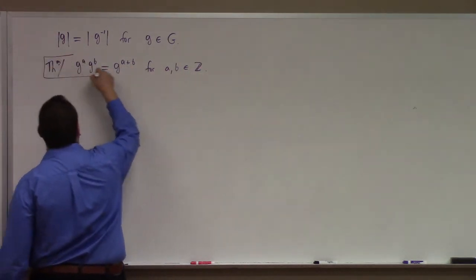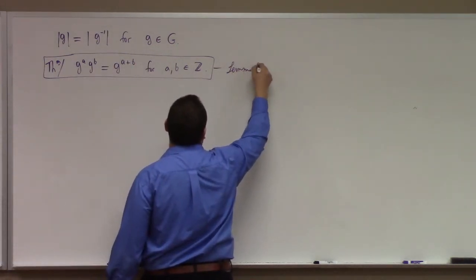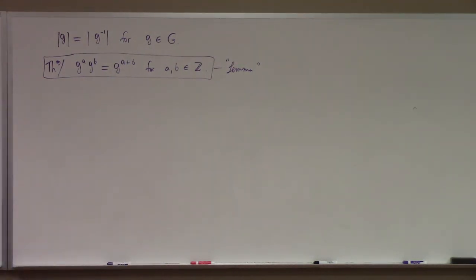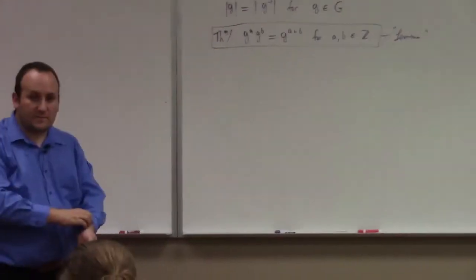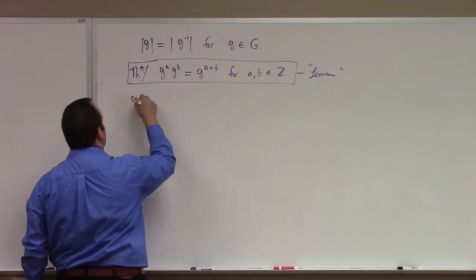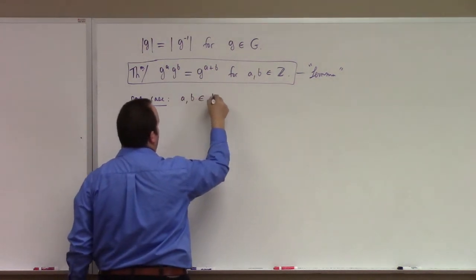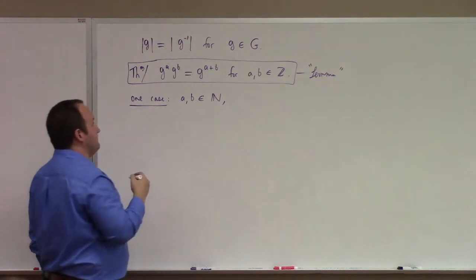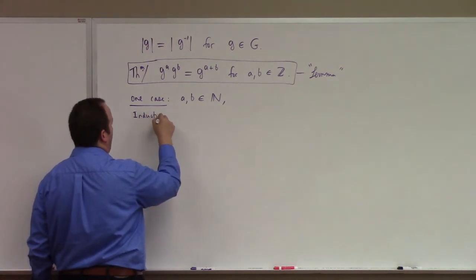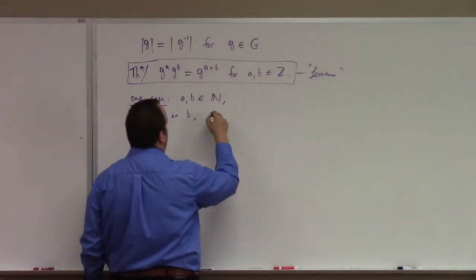Now this theorem, or as I called it a lemma, was just a necessary thing for me to prove the order, but it took me about 3 pages to work out. There's a lot of cases to think about. Let me just show you one case. If a and b are both in the natural numbers, you can do induction on a, or induction on b, let's say. So to start with, fix a.